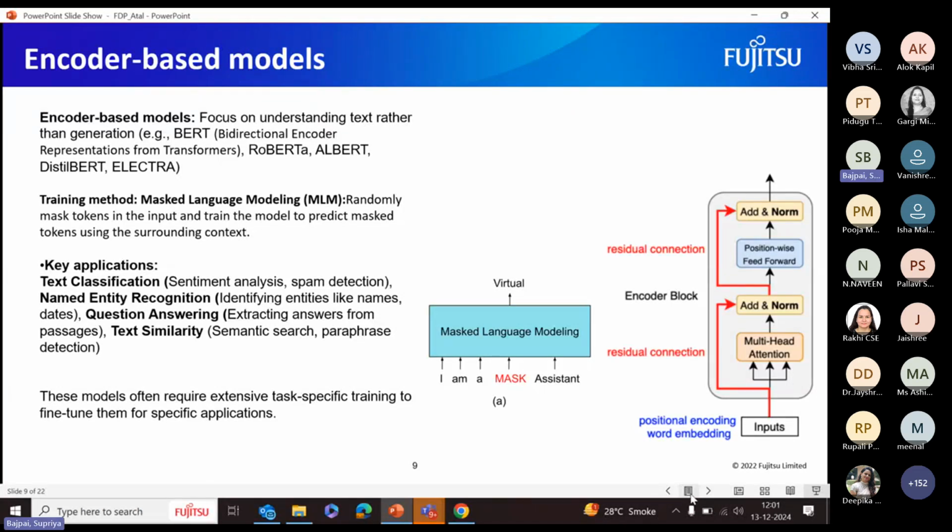Now, one important thing to know about these models is that they often need fine tuning. Fine tuning must be done for specific applications. Models like BERT are pre-trained to understand language, but they are not ready to perform tasks like sentiment analysis or question answering right out of the box. Fine tuning involves training the model a bit more on a task specific data set, so that it can do a better job at a particular task.